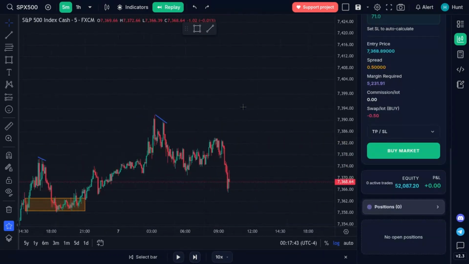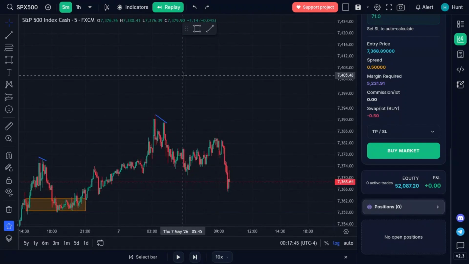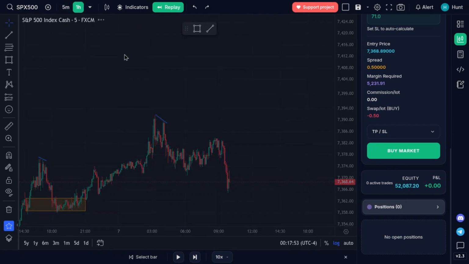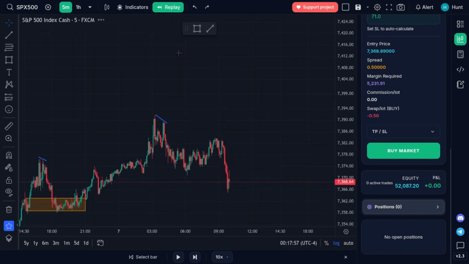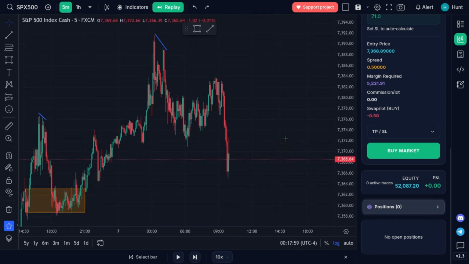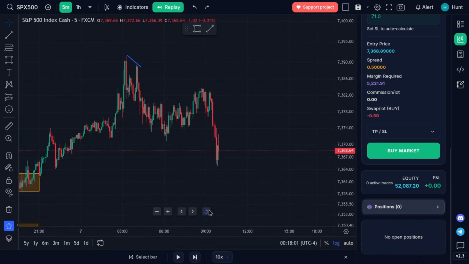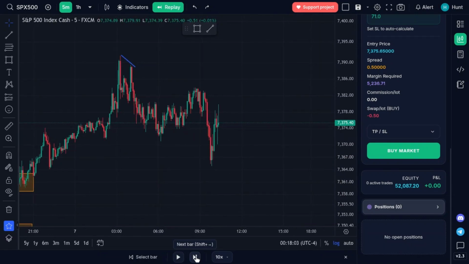All right, so that was taken out. Our equity is now at 52,087. I believe that was the 7th trade. Let's look at the 1 hour time frame. So we are now bearish on the 1 hour time frame. So now we will wait for price to engineer sell side liquidity if it is indeed bearish.